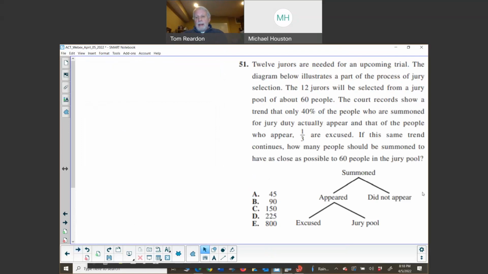This one is a kind of a complicated one. Let me give you a few seconds to read it. You can see why it's number 51. So again, this one is a little bit nasty because of the reading, okay?